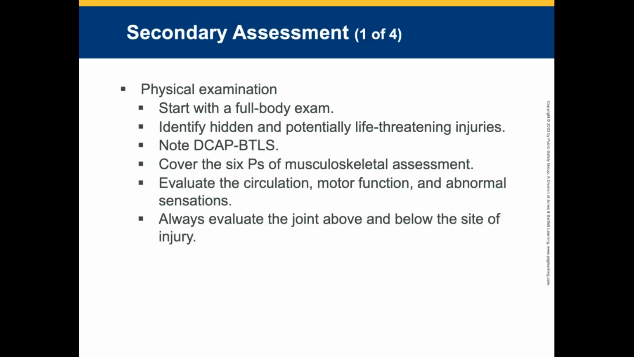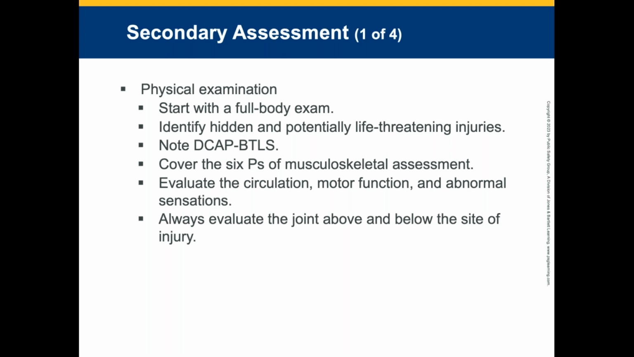Looking at our secondary assessment, we're going to treat the patient as having experienced a significant trauma when two or more extremities are injured. So if they have bilateral arm fractures, or an arm and an ankle fracture, we're going to consider this a significant trauma, something that broke two different bones, right? Examination would start with a full body exam, head to toe. You need to touch everything, right? We're going to identify hidden and potentially threatening injuries by doing our head to toe assessment.